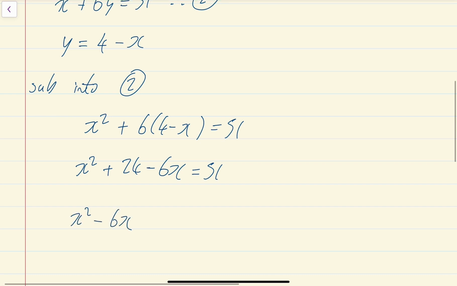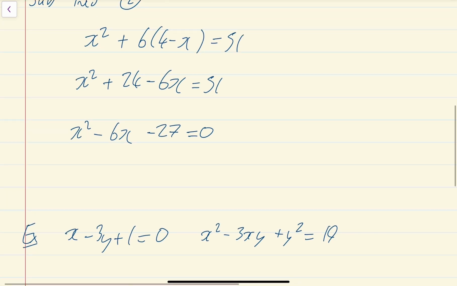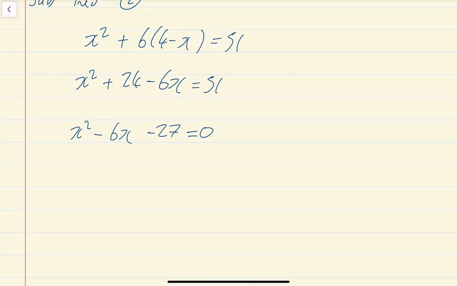So you're going to have 24 minus 51, which is going to be minus 27, is equal to 0. And then that would factorize to be x minus 9 upon x plus 3 equals 0. Which means x is equal to 9 or x is equal to minus 3.